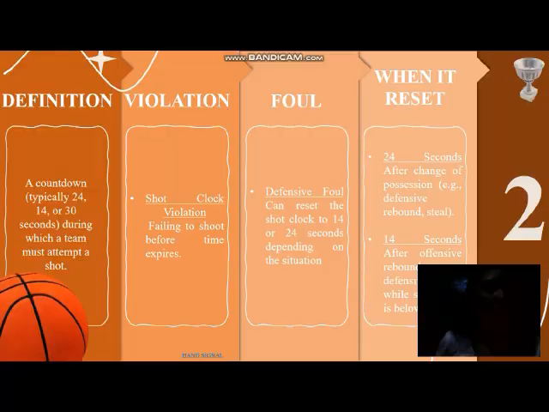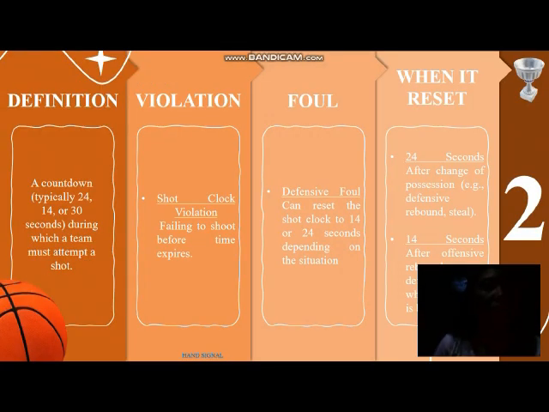Shot clock resets. Teams have a limited time, usually 24, 14, or 30 seconds, during which a team must attempt a shot. In some cases, the clock resets to 24 seconds after a change of possession, for example a defensive rebound or a steal. Also, it resets to 14 seconds after an offensive rebound or a defensive foul while the shot clock is below 14. So if the team gets an offensive rebound or after certain fouls, we have the resets.